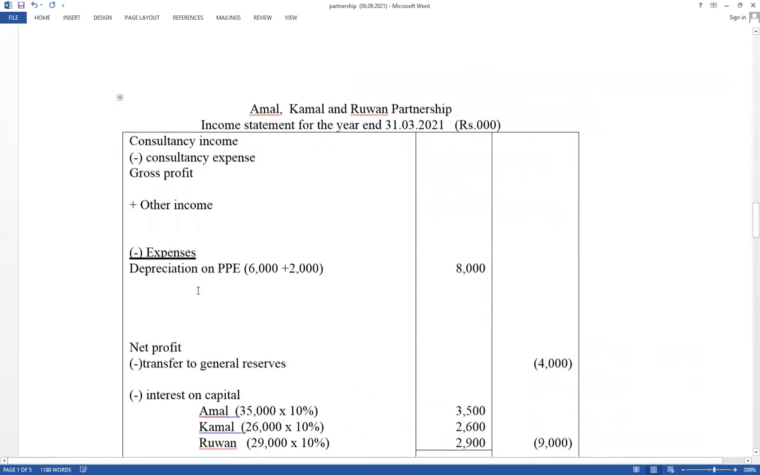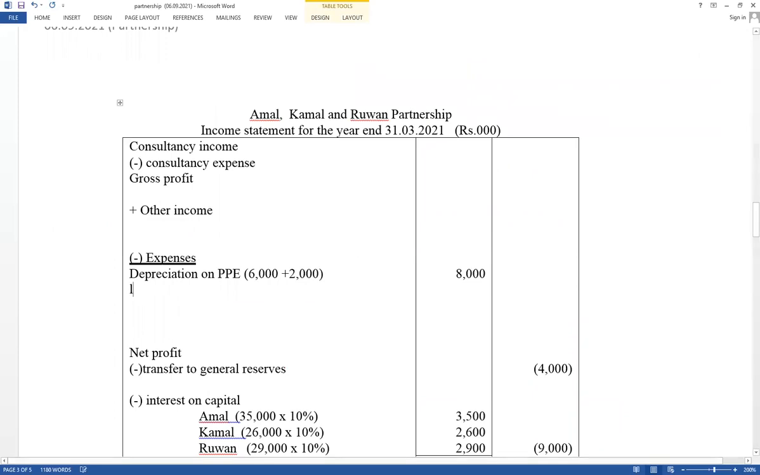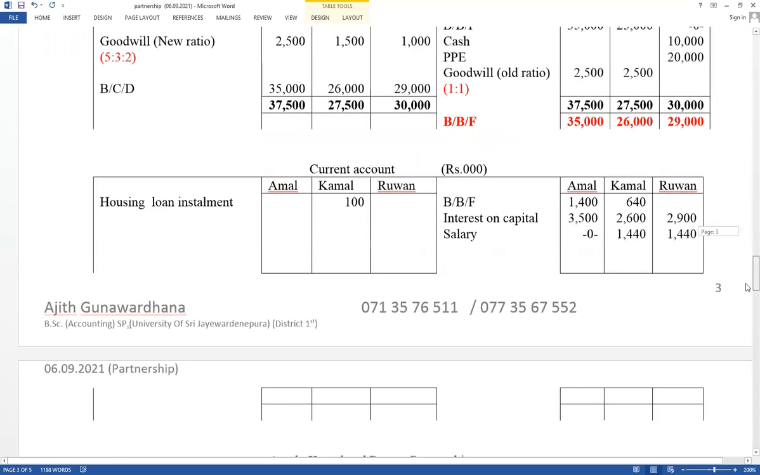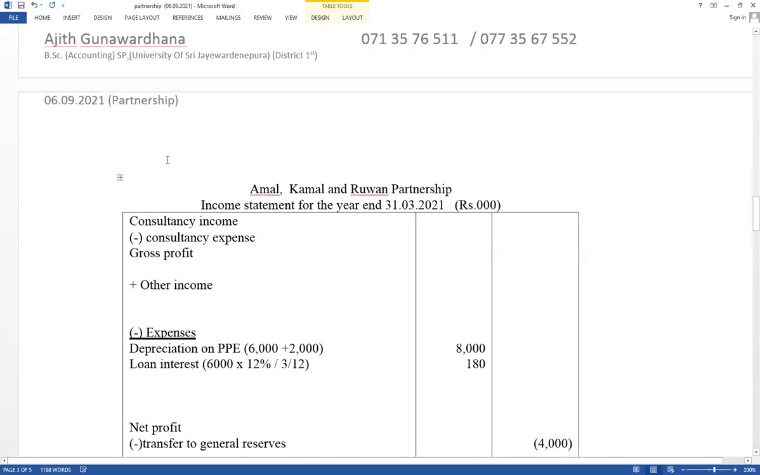Loan interest, that is an expense. Loan value equals 6,000 into 12% into 3/12. It has been calculated already. Therefore, loan interest equals 180. The expense should be included in the income statement. It should be paid to Amal. The loan is given by Amal, therefore the interest should be credited to partner's current account Amal. That value should be recorded on the credit side of Amal also.